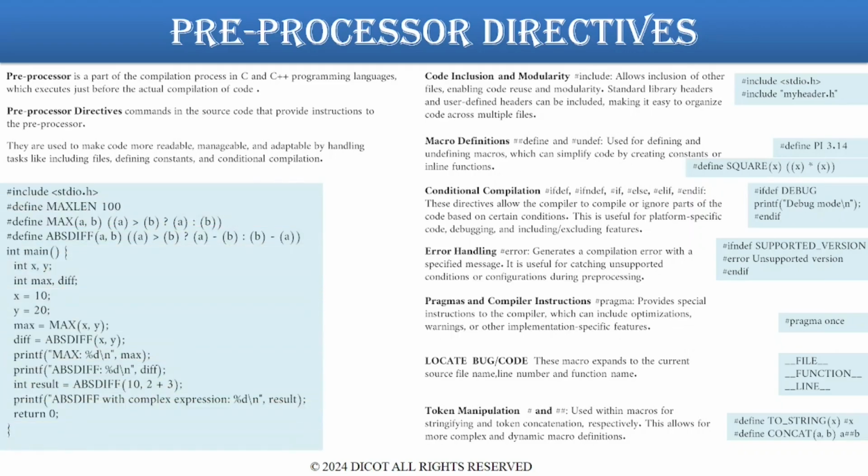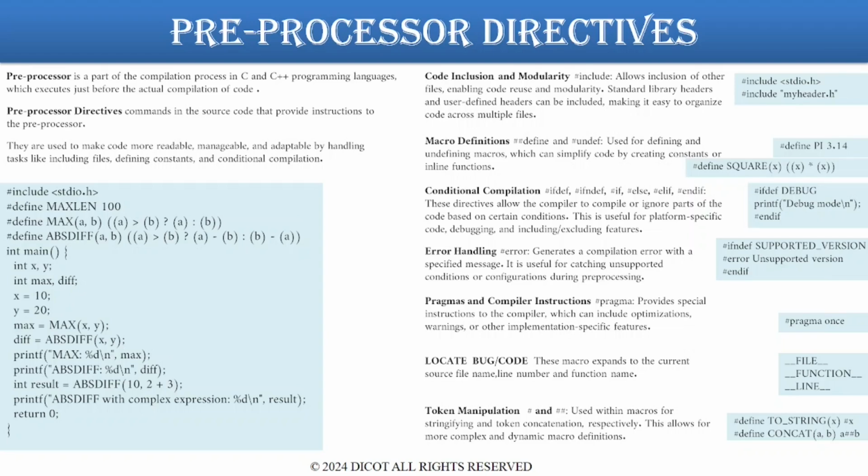This code demonstrates the use of macros in C to define a symbolic constant MAXLEN, find the maximum of two values, and the absolute difference between them. Let's break it down. #define MAXLEN 100 defines a constant MAXLEN with a value of 100. The #define MAX(a, b) macro computes the maximum of two values a and b.